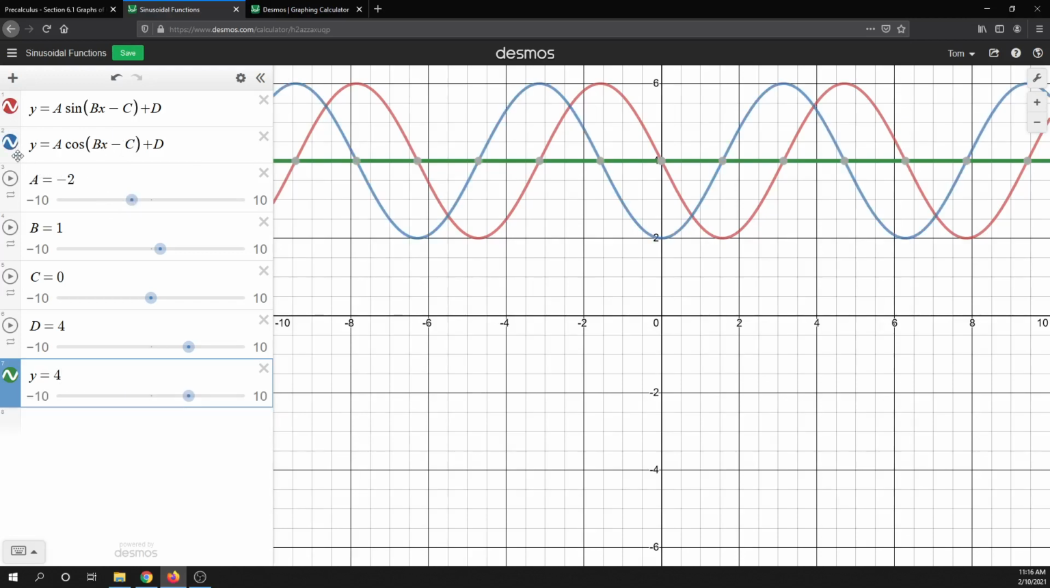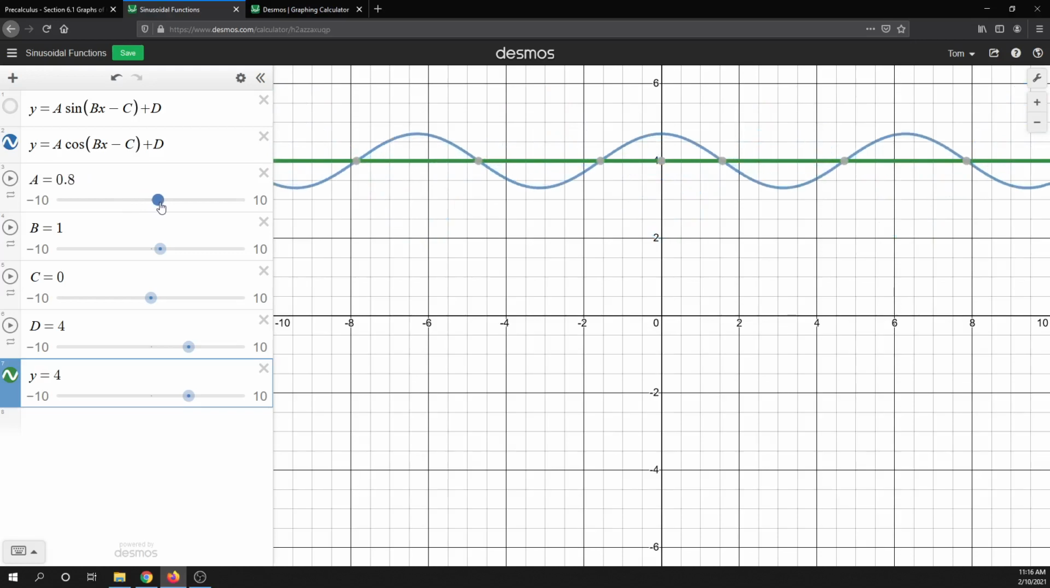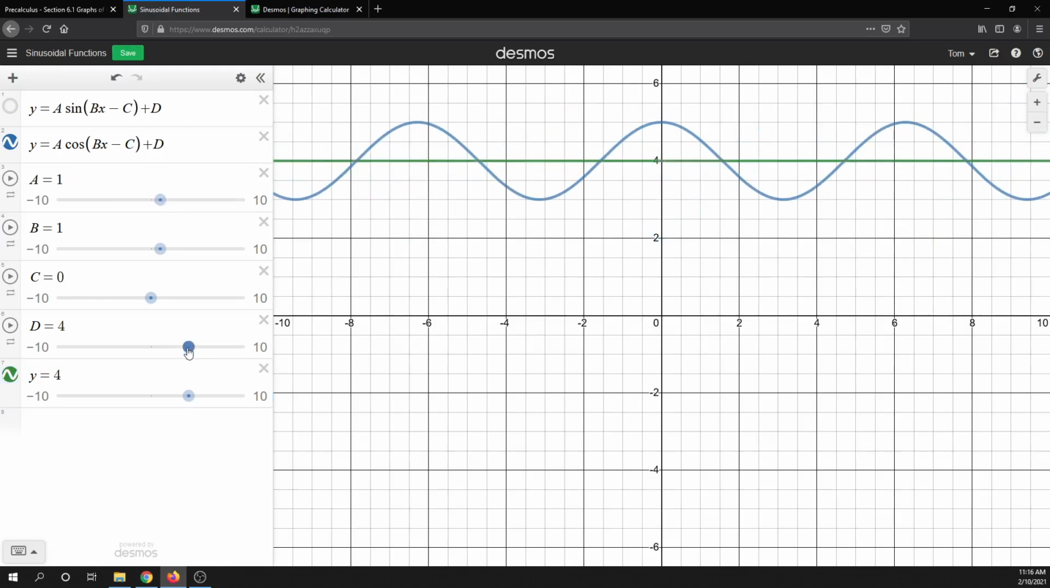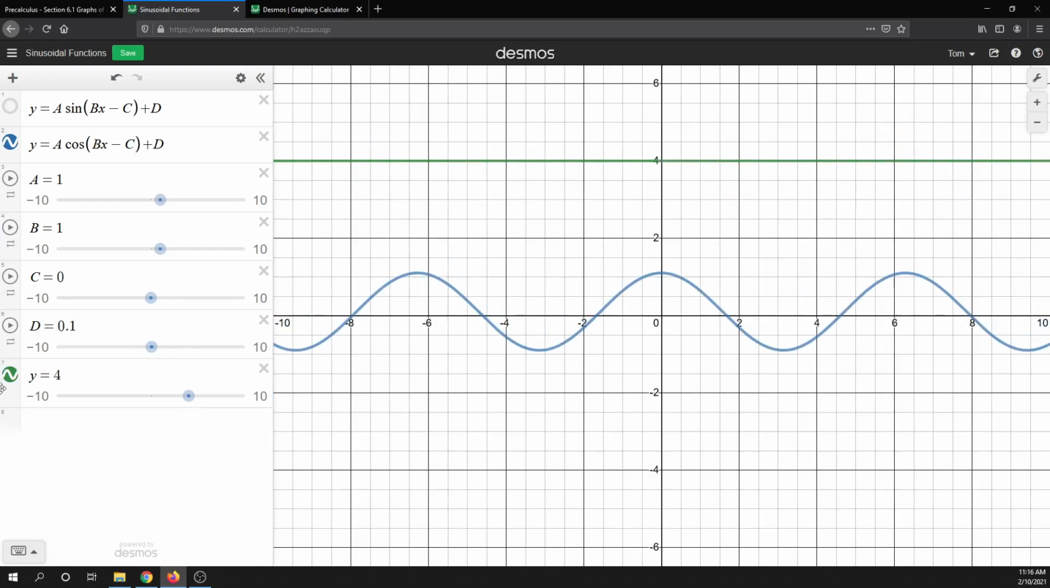And for cosine, remember the normal cosine function has a equals 1 and d equals 0. So the normal cosine function looks like this. It will start up at one of the maximum values at 0 and then go down, like so.